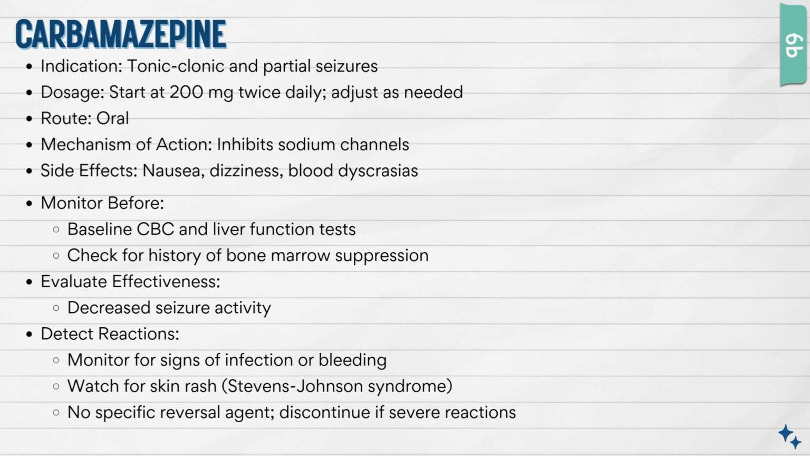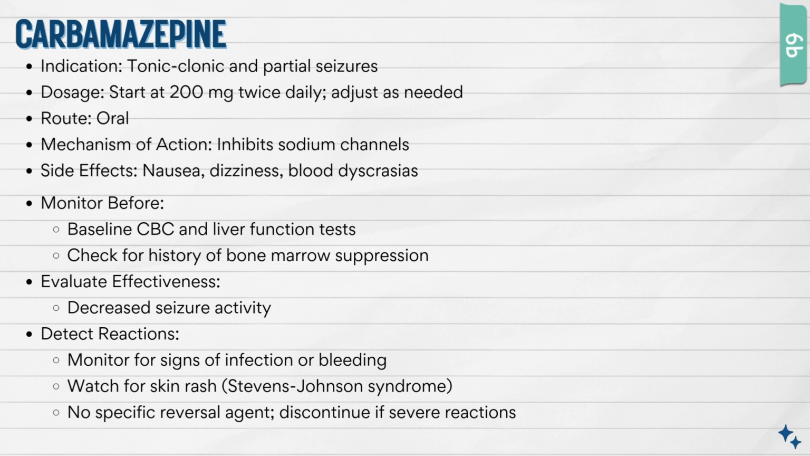Common side effects, nausea, dizziness. Severe, but not common, could be what's called blood dyscrasia. And what it is, it causes aplastic anemia. And I'm probably pronouncing that wrong because you guys know that I don't pronounce things the best, okay? And agranulocytosis. So we've got to monitor blood counts.